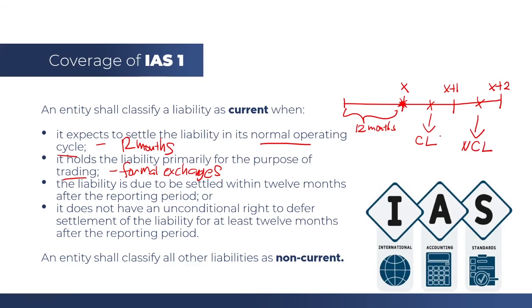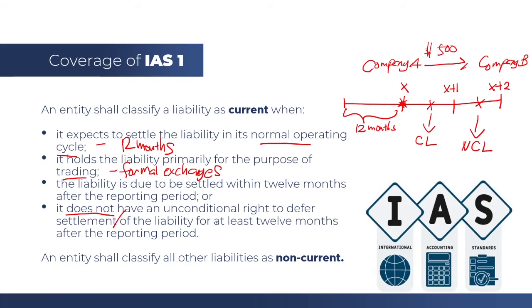The last one is one of the more interesting parts of the analysis of a current and a non-current liability. It says that the entity does not have an unconditional right to defer settlement of the liability for at least 12 months after the reporting period. If the company, again, does not have the unconditional right to defer settlement, then it is a current liability. For example, this is company A, in which they have a liability to company B. They have a liability of, let's say, $500.